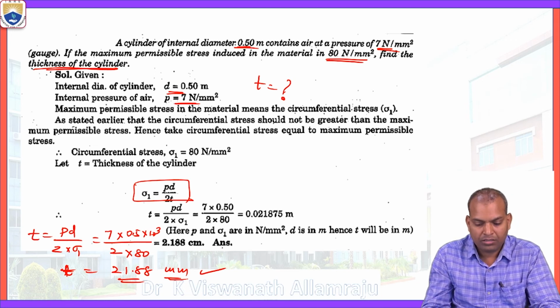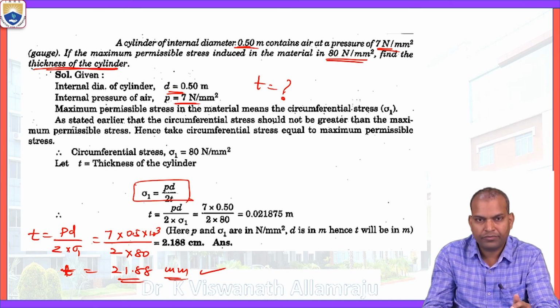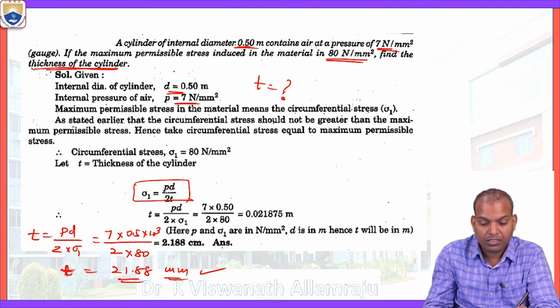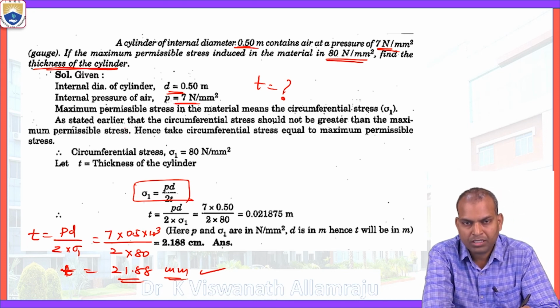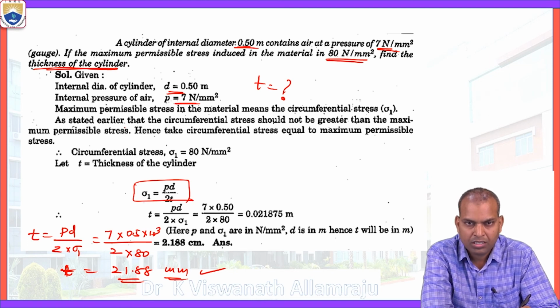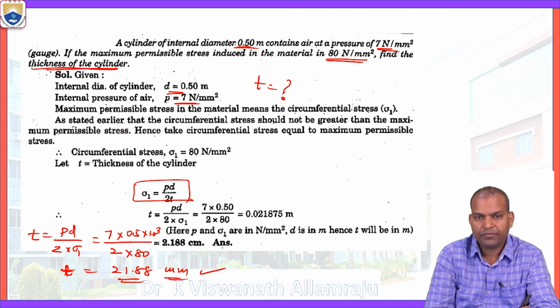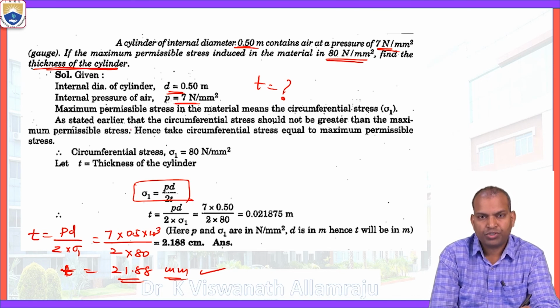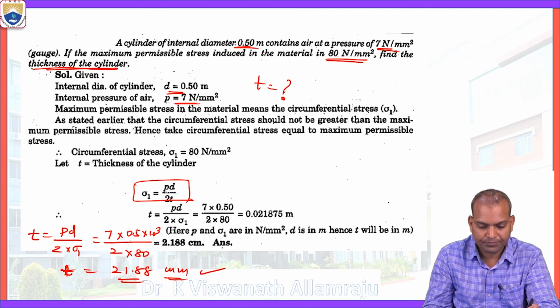So these are the 3 varieties of problems we have solved by using the expressions which were derived in this session. The expressions derived for a thin cylinder are the circumferential stress, sigma 1, which is PD by 2T, the longitudinal stress, PD by 4T, and the maximum shear stress, PD by 8 times thickness.